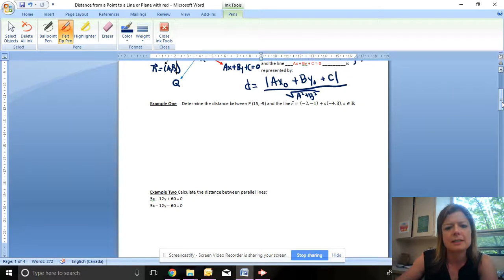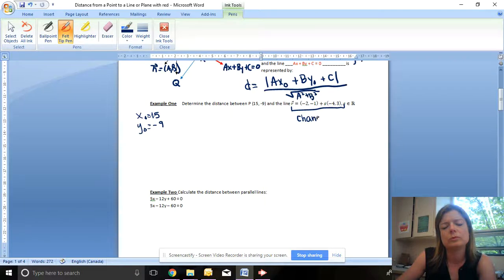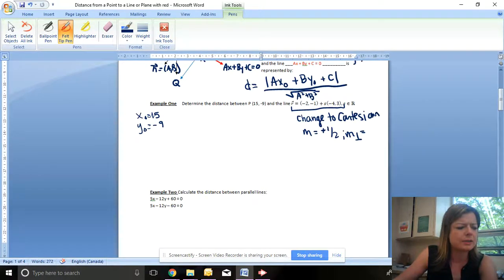Determine the distance between the point (15, negative 9), so x0 is 15 and y0 is negative 9, and this line. Notice that this line is in vector form, so we need to change it to Cartesian. Remember here that the slope of this line would be negative 1 over negative 2, so a half. So the slope of the perpendicular would be negative 2.